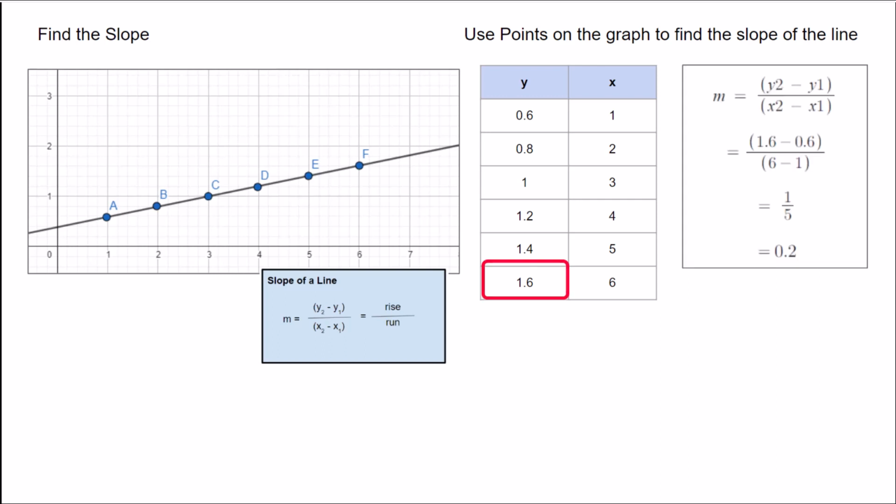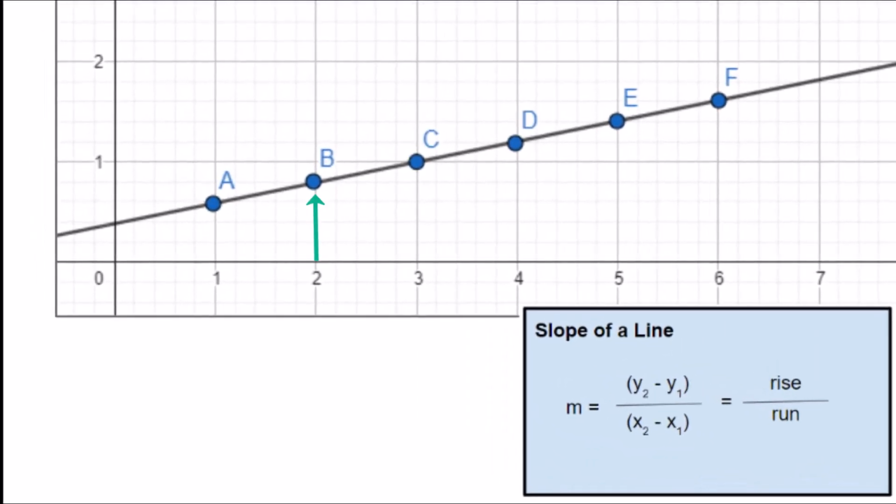Here we've taken 1.6 minus 0.6 for the y values, and we've taken 6 minus 1 for the x values of those same 2 points. What we end up with is 1 over 5, which is 0.2. So that tells us that for every 1 change on the x-axis, we change 0.2 on the y-axis. So starting at one of these points, let's take x equals 2 for example. We're at 0.8. If we go to x equals 3, we've gone up 0.2 units on the y-axis.